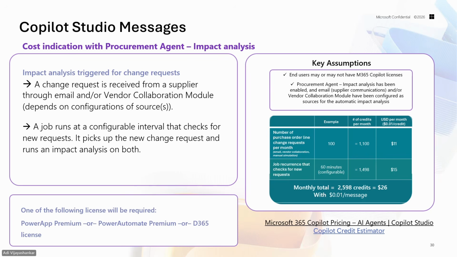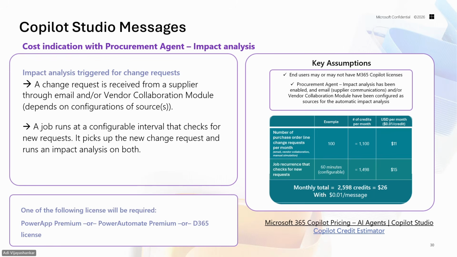If both vendor emails and vendor collaboration have been configured to automatically trigger the impact analysis for incoming change requests, then the number of change requests will be one of the factors contributing to the Copilot Studio credit consumption. Out of all of the responses received, impact analysis will only automatically run and consume credits for change requests, not for confirmations or any other messages received from vendors.